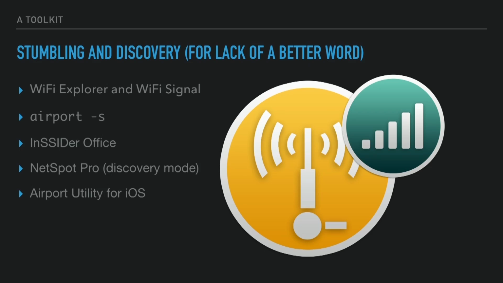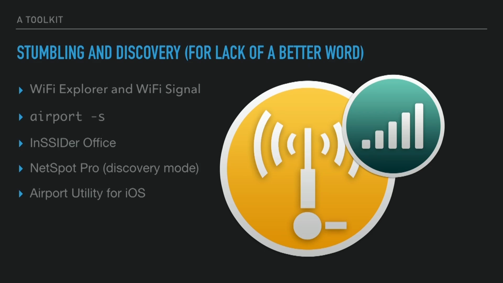But I think you can go find adriangranados.com. Most of his apps are mostly in the App Store. Other tools that you can use for this: Insider Office from MetaGeek does this as well, if you happened to buy a Channelizer to do spectrum analysis. NetSpot Pro, the heat mapping tool, will also do this in its discovery mode.